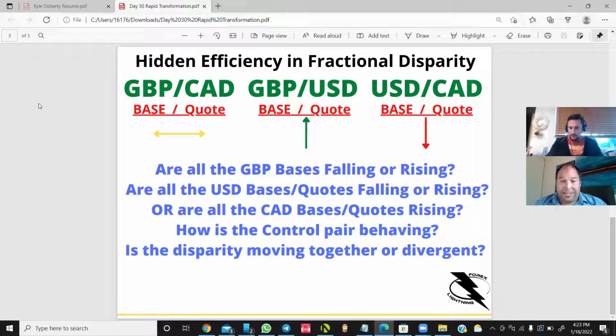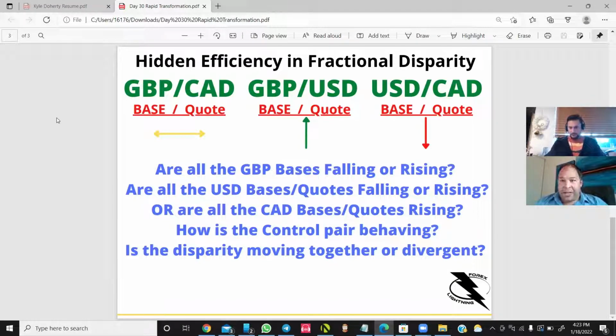Now, the other part is how is the control pair behaving, and is the disparity moving together? In this case, it's moving divergent. You have a pound dollar long and a US CAD short, which means you have a weak dollar and a strong pound.